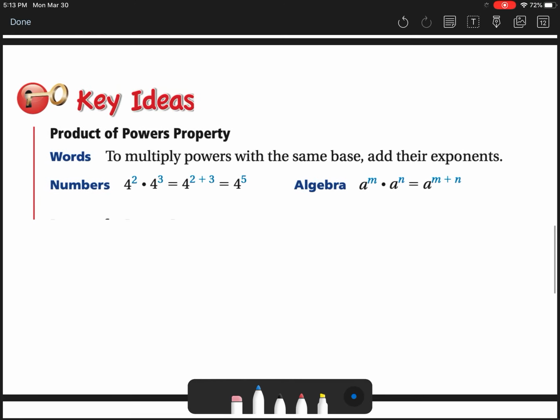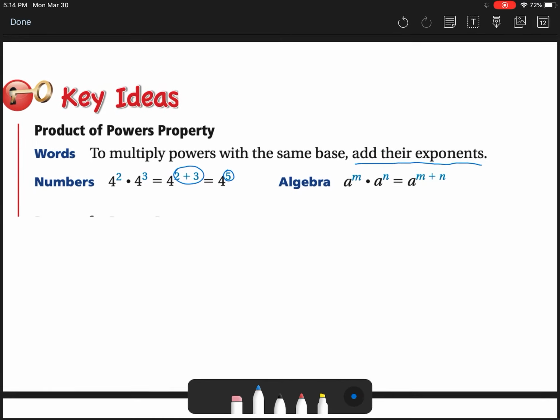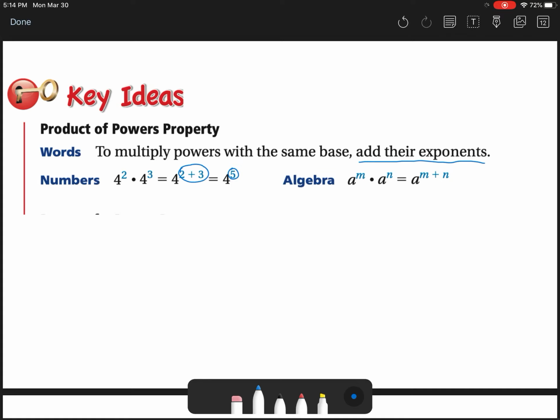Okay, product of powers property. To multiply powers with the same base, add their exponents. So that's your shortcut rule. All you have to do is add the exponents. Take a look here. We have 4 squared times 4 to the 3rd. It's the same as adding 2 plus 3, which gives us 5. If we have this written algebraically, meaning using just variables, the same rule applies. As long as you have the same base, you can add the exponents. Here you can't combine m and n, so they just rewrote it as m plus n.